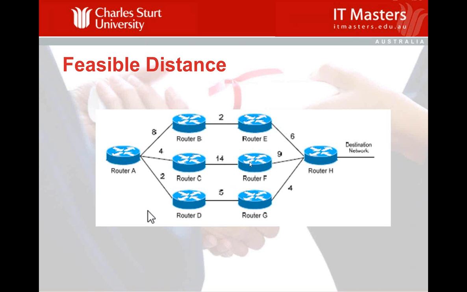If we look at router C, the distance coming in from router C to router A is 14 plus 9. Okay, so it's 23. And the distance coming from router D into router A is 5 plus 4, so that's 9. So let's say router B sends its update to A, it will provide an advertised distance of 8 to the destination network. Router C will provide an advertised distance of 23, and router D an advertised distance of 9. Then router A calculates the total distance to the destination network by adding that advertised distance to its own distance to reach that advertising router.